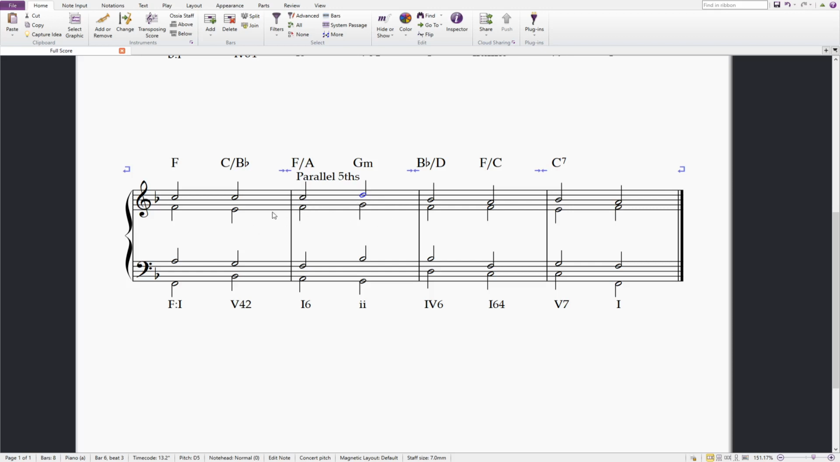So that right away, that's kind of like the deal breaker on this one. As soon as you have those parallel fifths, that's basically the game. But we could talk about some other stuff here too.